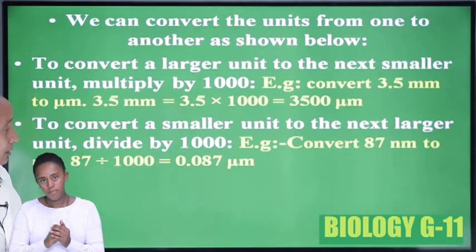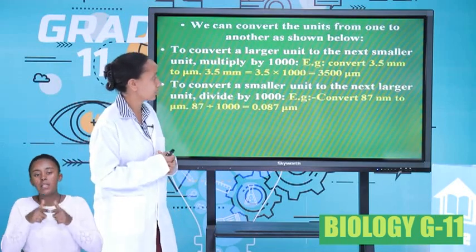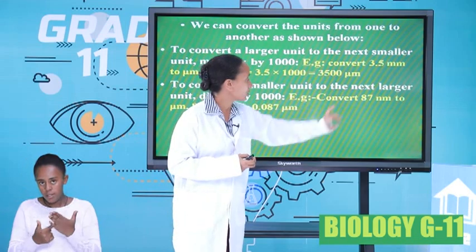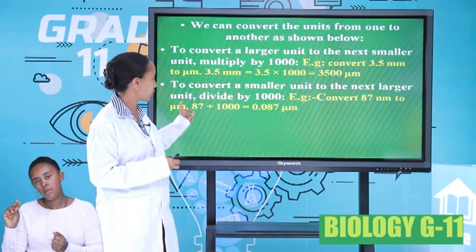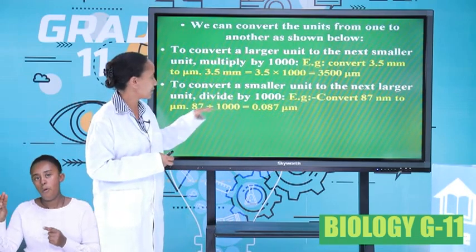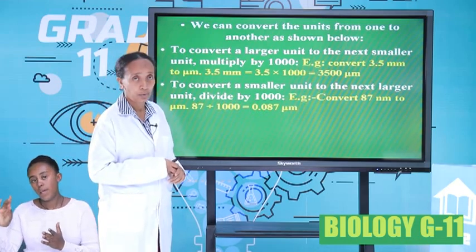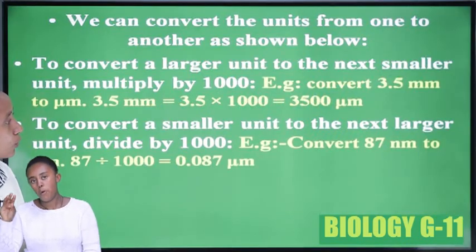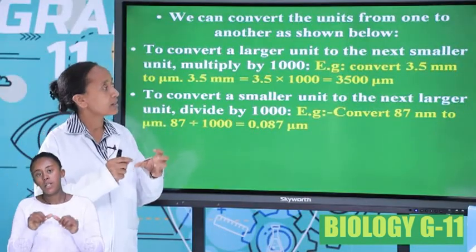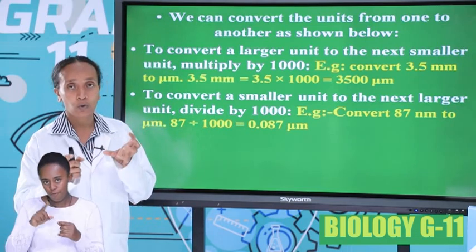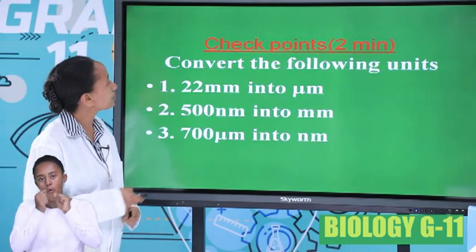And the second case: convert 87 nanometer into micrometer. It is the other way of conversion, a small unit into the next larger unit. In this case, we are expected to convert 87 nanometer into micrometer. You can simply divide by 1000 and you can find 0.087 micrometer. This is very simple. So we are going to measure cells under the microscope, and then we have to express the size of cells by one of these different conversions.